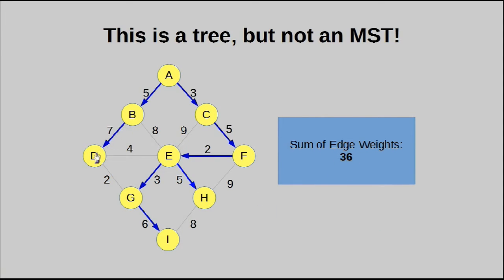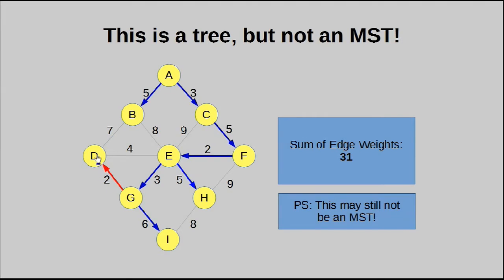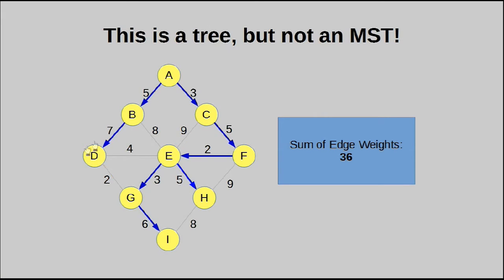If we kept this connection here between B and D, the total edge weight sums up to 36. Making this replacement here gets it down to 31. Now, I haven't checked for sure whether this is a real minimum spanning tree, but you get the idea. We have just proven that the original tree we've gotten is not a minimum spanning tree. So that was the trace of Dijkstra's algorithm.